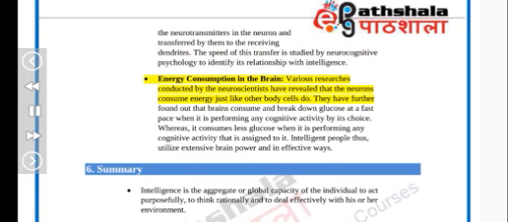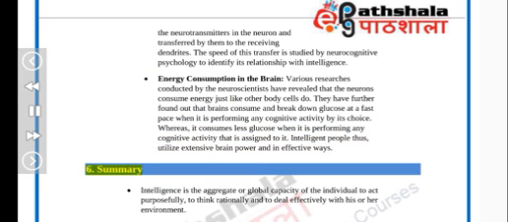Energy consumption in the brain. Various researches conducted by neuroscientists have revealed that neurons consume energy just like other body cells do. They have further found out that the brain consumes and breaks down glucose at a fast pace when it is performing any cognitive activity by its choice, whereas it consumes less glucose when it is performing any cognitive activity that is assigned to it. Intelligent people thus utilize extensive brain power in ineffective ways.